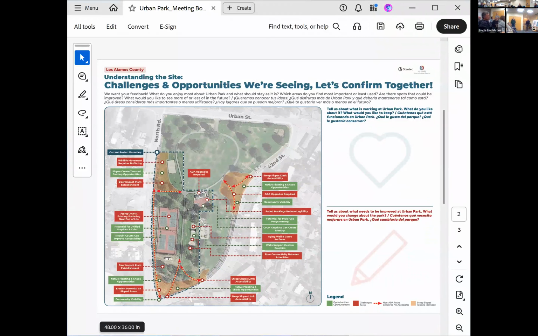But the sand volleyball court is part of this. Once we get the pricing back, we can have this conversation. If you tell us that the sand volleyball court is more important than the basketball court, we'll take that feedback as well.